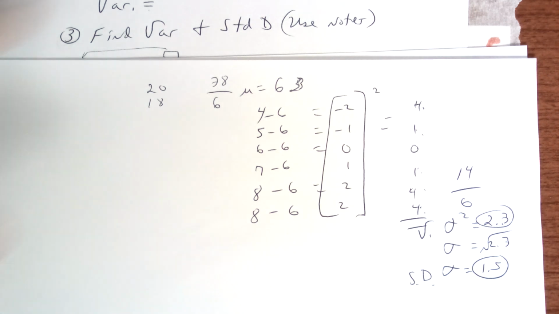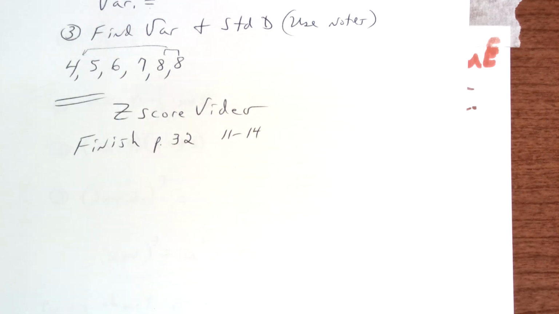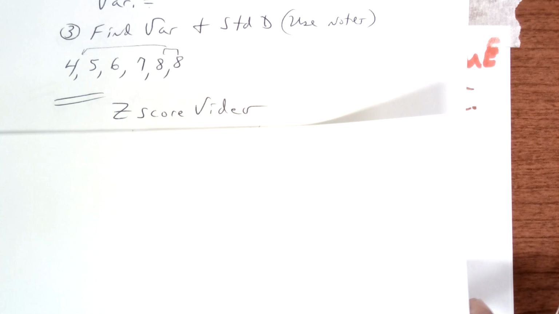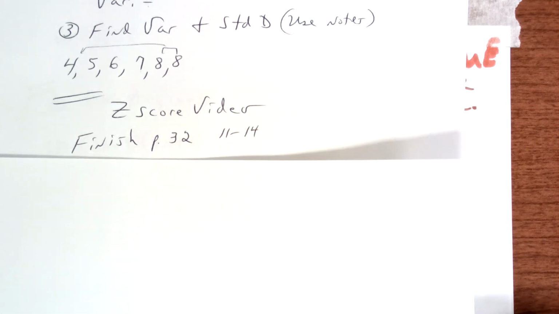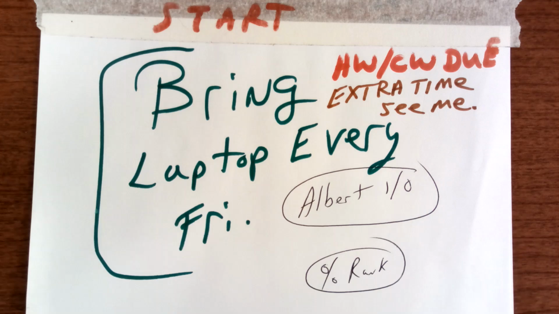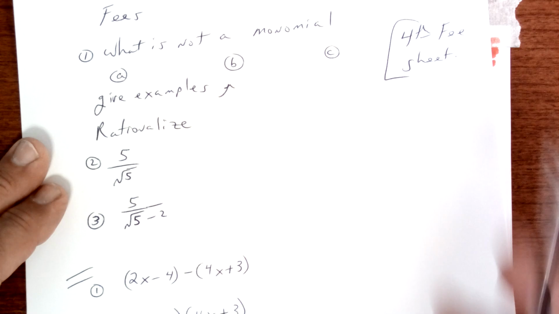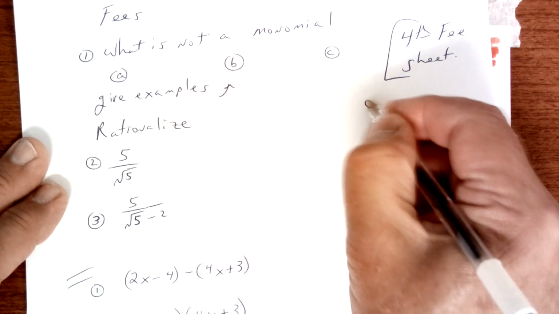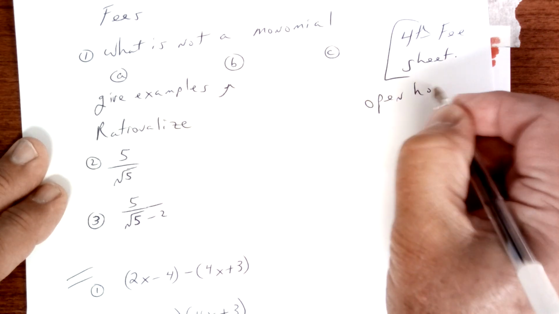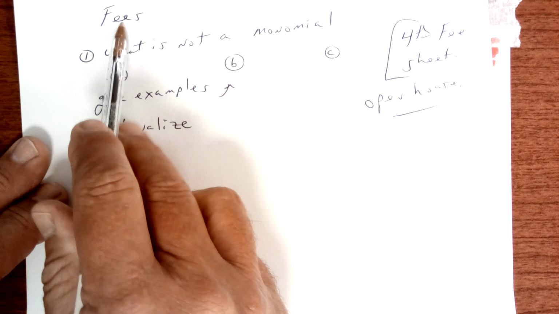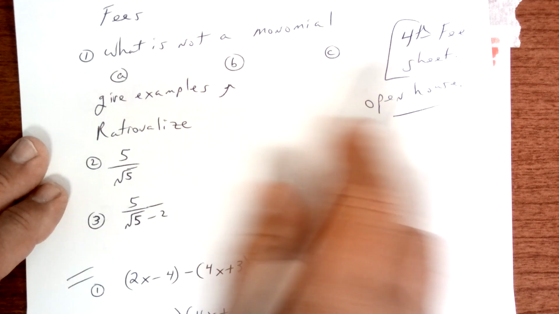All right, let's keep moving. We're going to watch a video on z-score, and then you're going to have to finish up page 32. All right, let's turn our attention now to college algebra. Okay, so first of all, open house. If you have math fees, today's the last day, I'm going to collect that. Okay, make sure fourth period I get that sign-out sheet.